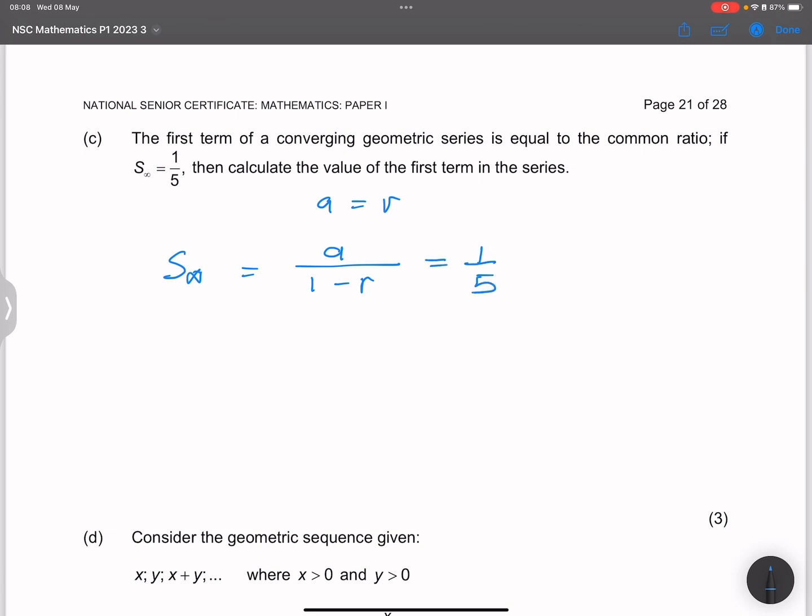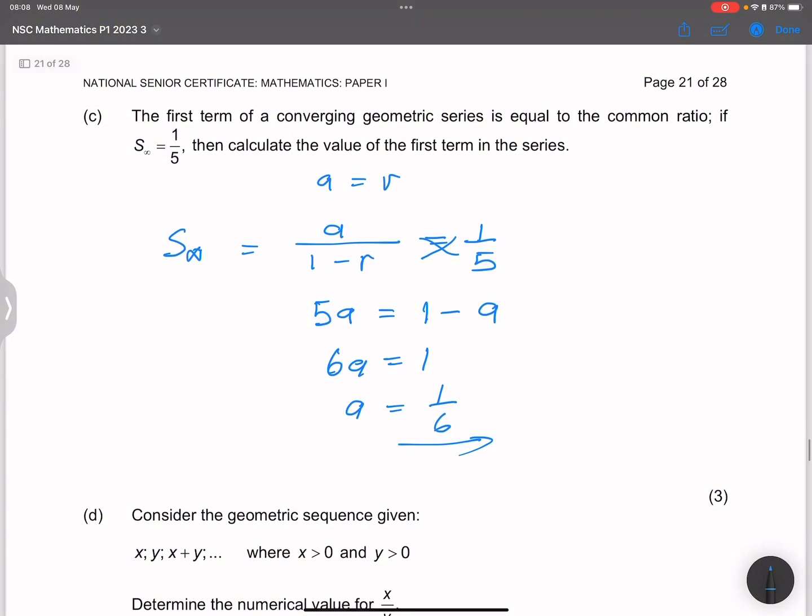So if we cross multiply, we've got 5a equal to 1 minus r, but we know that r is equal to a, so I might as well put that there: 1 minus a. If I take that to the other side, we get 6a is equal to 1, and a will be equal to 1 over 6. That would be my first term of the sequence.